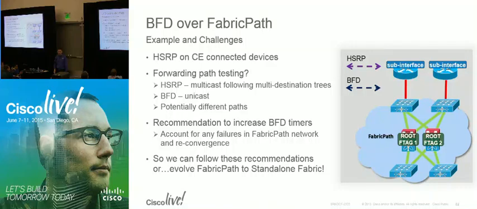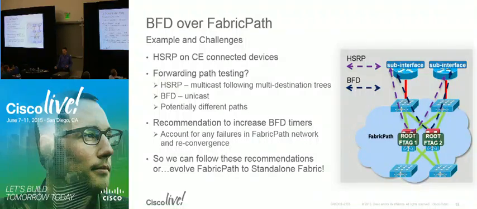But here's what happens. How do we forward multicast packets? HSRP uses multicast. How do we forward multicast packets on the FabricPath network? We use multi-destination trees. So multicast packets may go this way. BFD is unicast. BFD can go this way. So you're not really testing the forwarding path. You're not testing the same path here. And you may have to tune the timers. You may have to tweak them upwards to allow for the FabricPath network to reconverge.